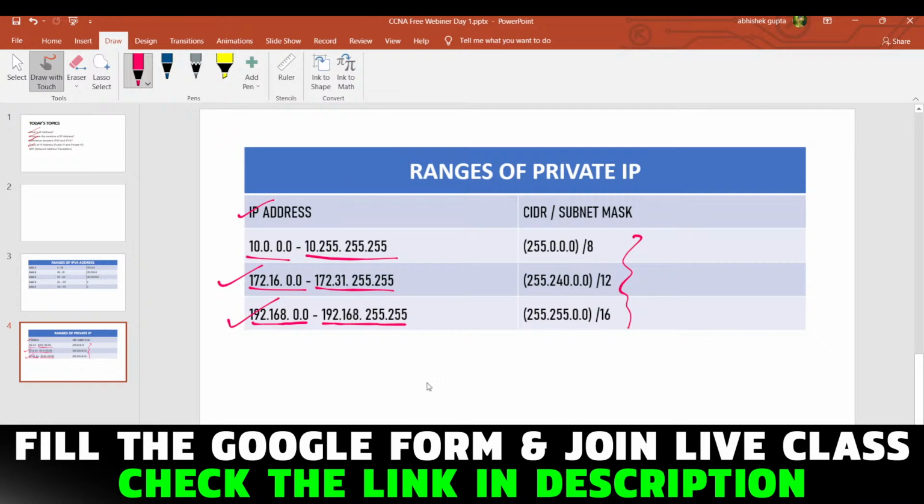Just give me some time. But whatever things I am explaining to you, just immediately take a note, because these are the most commonly asked questions in interviews. If you are a fresher and going to attend an interview, they are going to ask you what the ranges of private IP are. So you must be able to answer this question. So is it clear?